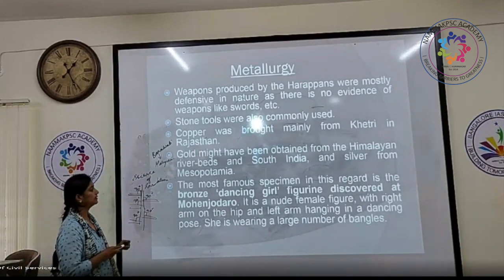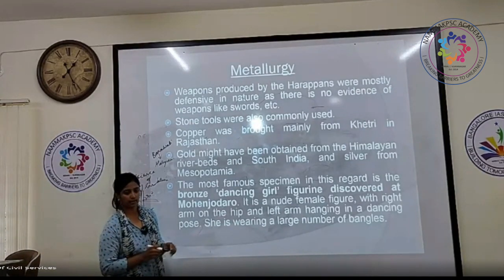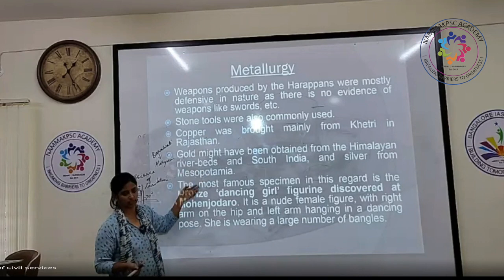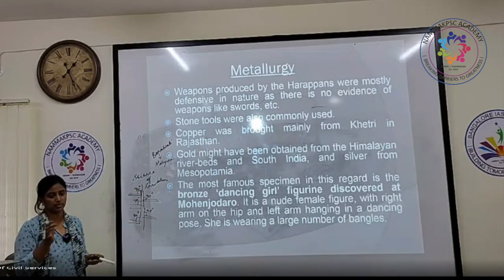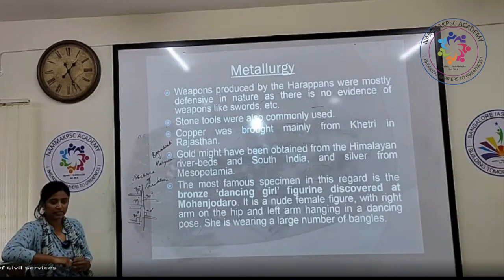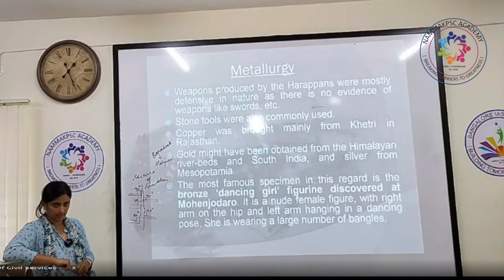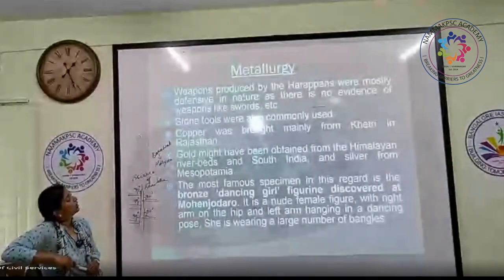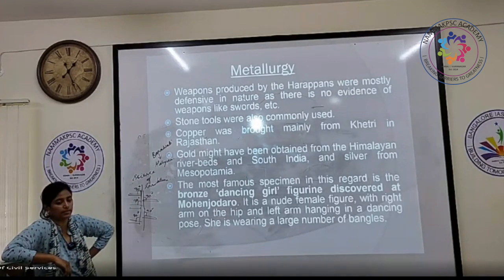Gold is not really mentioned anywhere. Okay, South India they mention, that generally could be. Okay, but we have so far not found much of the evidence. Neolithic phase we have, yes, but exclusively a Harappan site we haven't found yet. Okay, so South India and then Himalayan river beds, and silver from Mesopotamia.